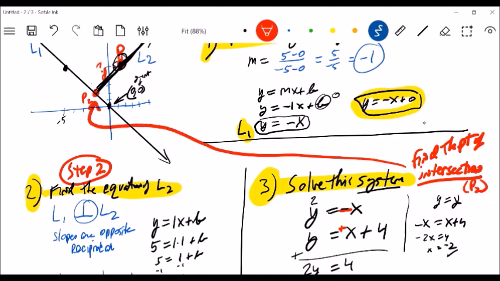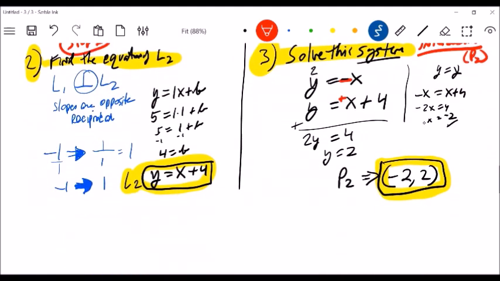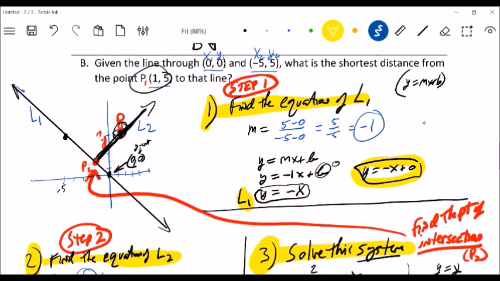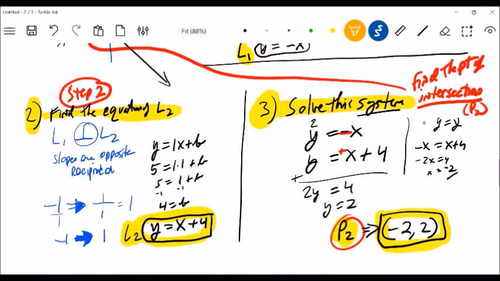That's what we're trying to find now, and we can do that by solving this. And we just did. So that's P2. Now the fourth step is to find the distance. We want to find this distance between P1 and P2.